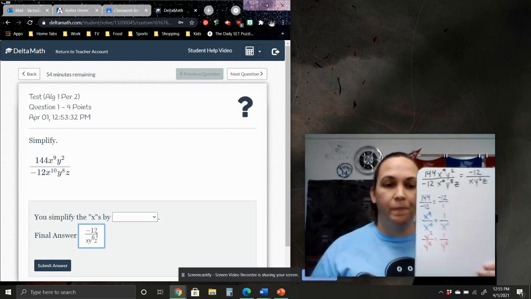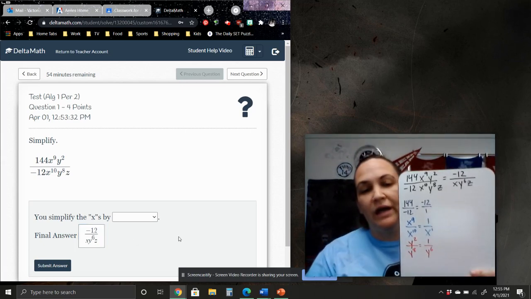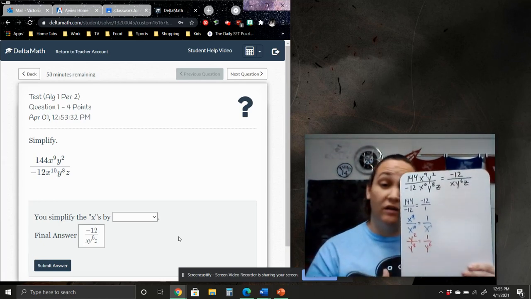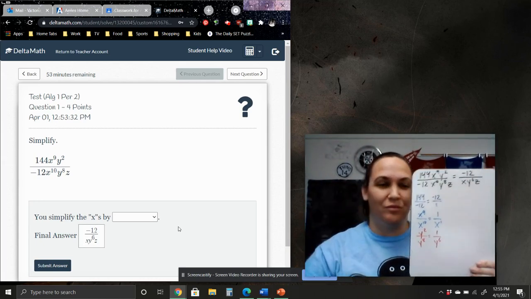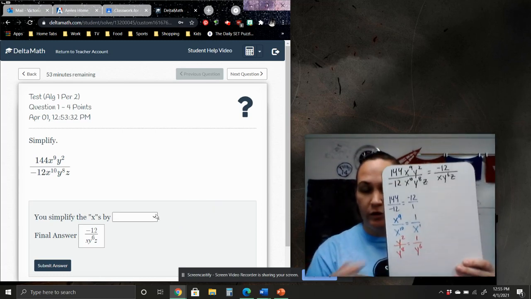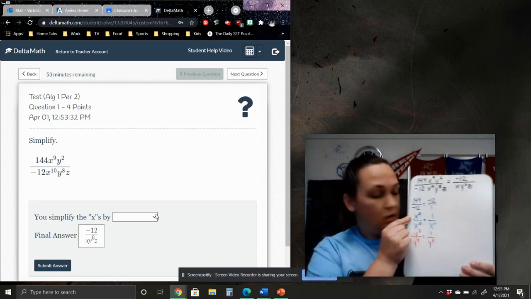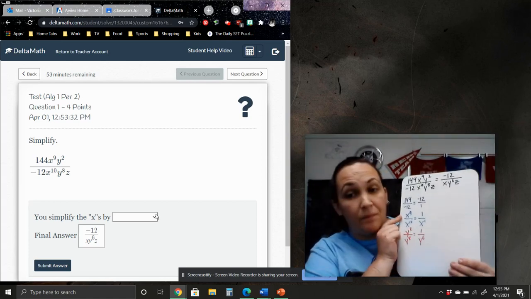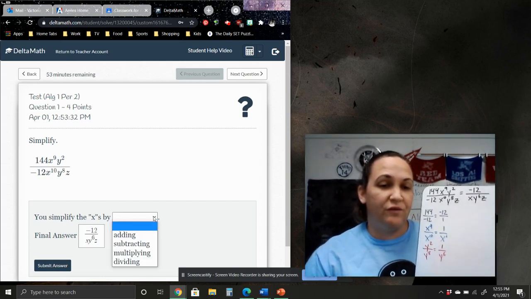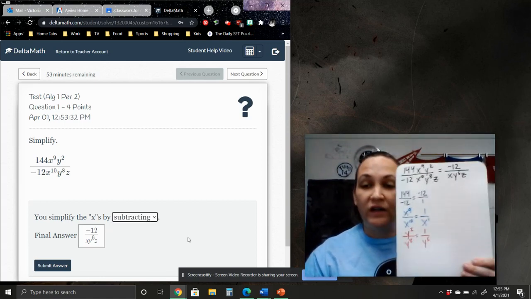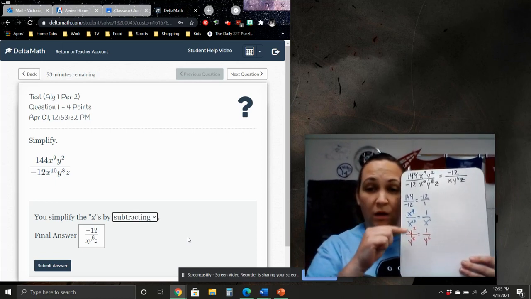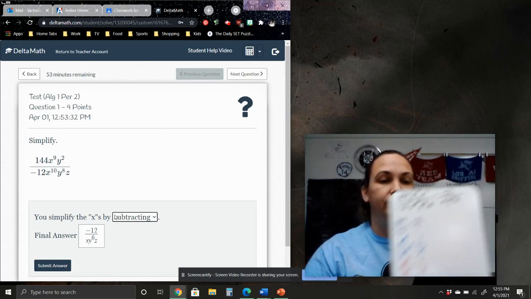Now, there was a pre-question on this one, and the pre-question is asking about the process of solving. So you can go ahead and solve the whole thing first and then go back and answer the pre-question. The pre-question says, you simplify the x's by, so here are my x's in blue. And what I did was subtraction. I did 10 minus 9, and I got a 1. So we simplify our x's by subtracting. That's one of our rules for exponents. On a division problem, we subtract our exponents.